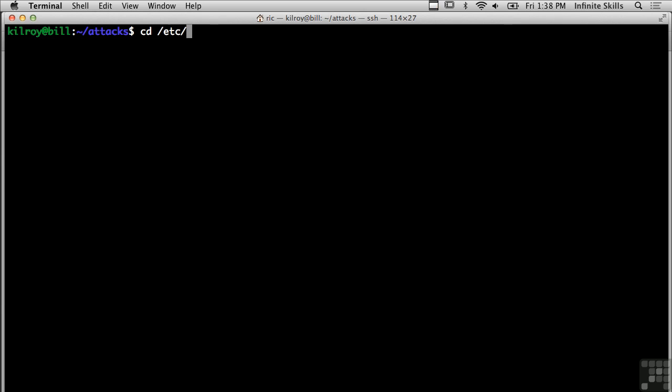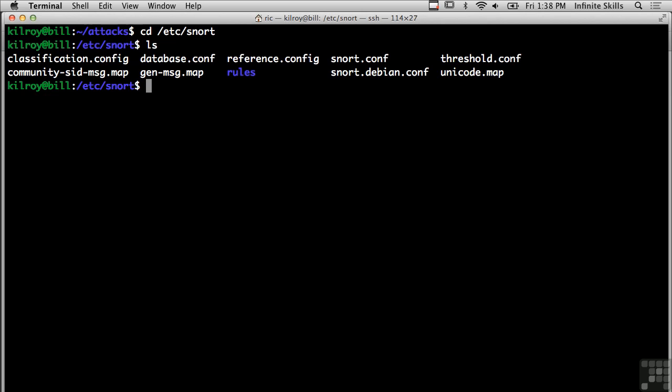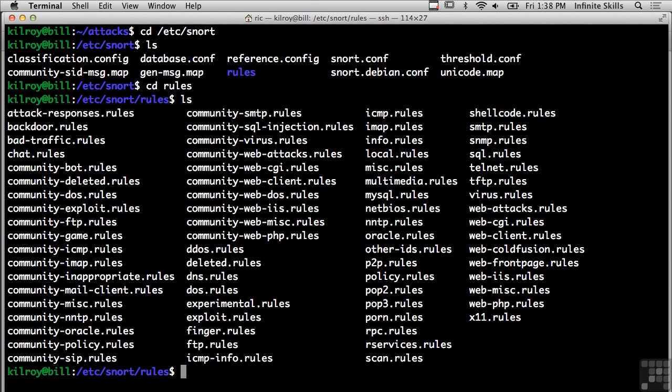So I've got a Linux system here, and I'm running a utility called Snort. Snort is a network intrusion detection system for Unix-like operating systems. I'm going to jump into the rules here. Now, you can see there's a lot of different rules, and I'll just take a quick look at one of them. Let's take a look at DDoS rules, for example.